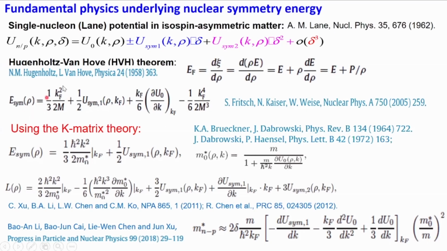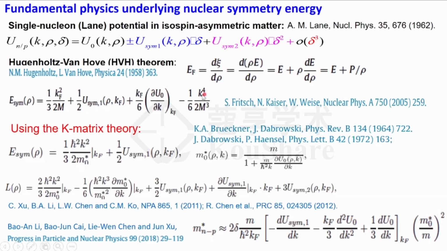You have 1/3 of the Fermi energy plus 1/2 of the symmetry potential plus this contribution due to the momentum dependence of the isoscalar potential. The last term is a relativistic correction. This term contributes only about 1 to 2 MeV. This was done by this group in Munich.